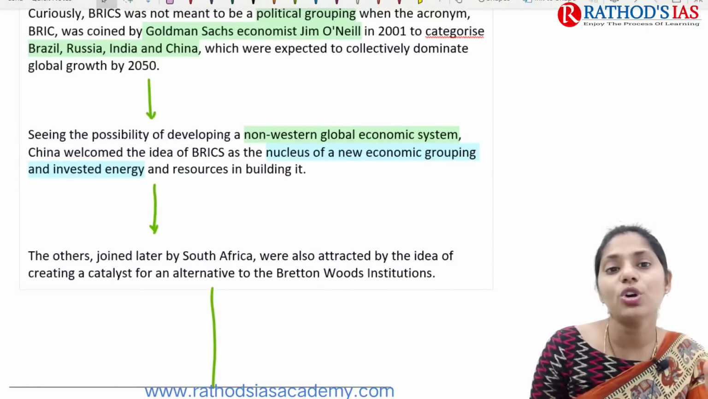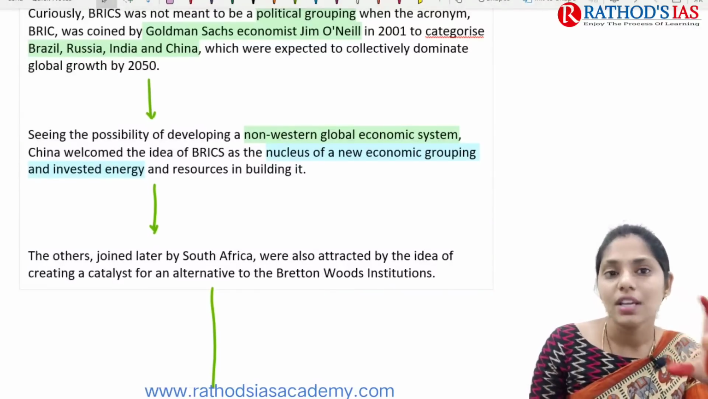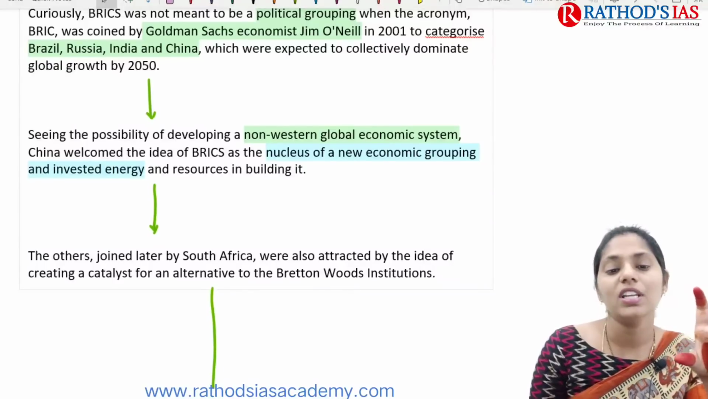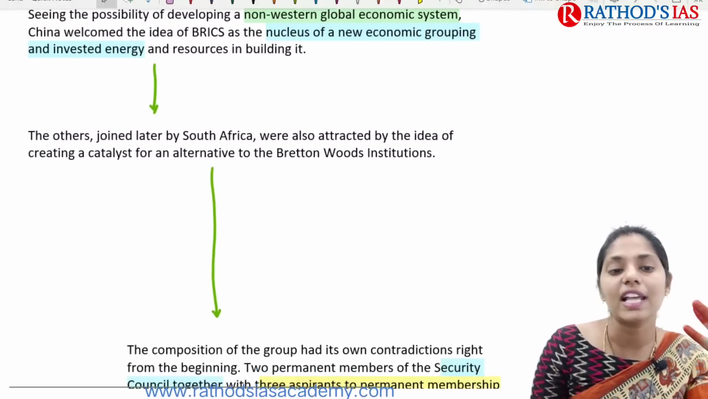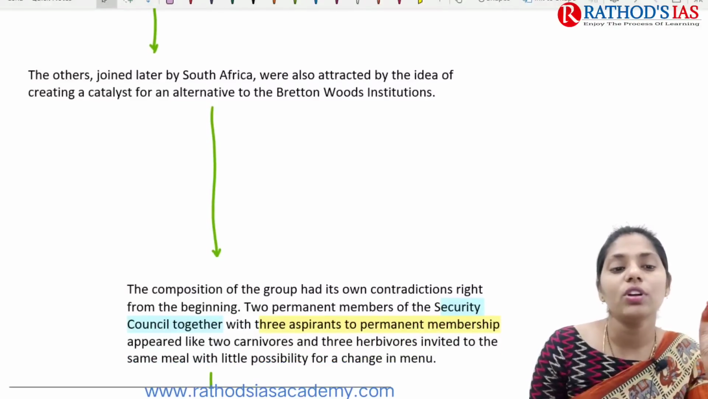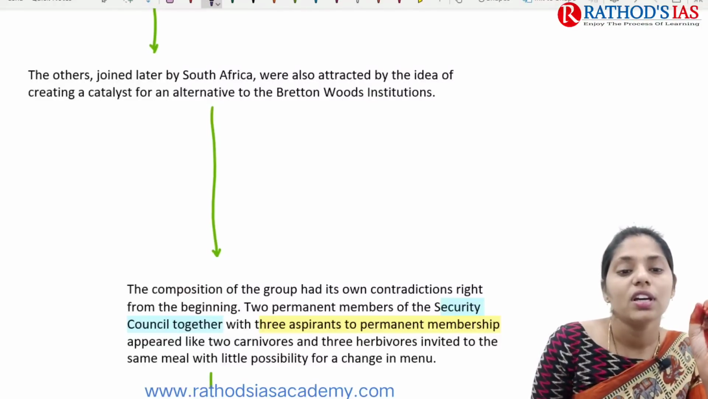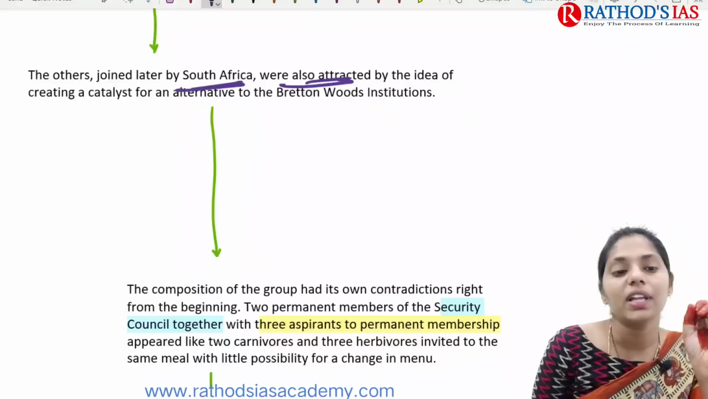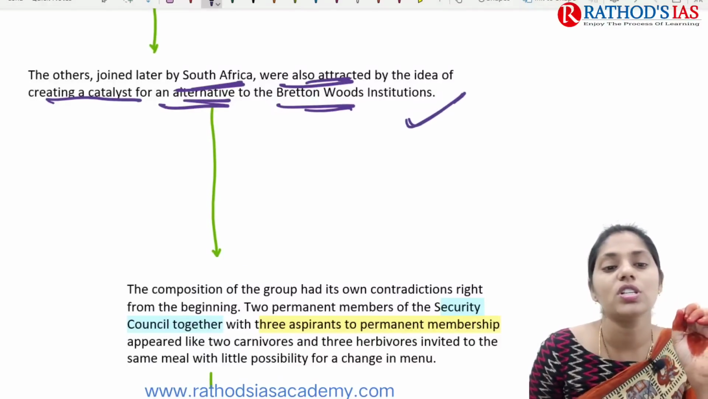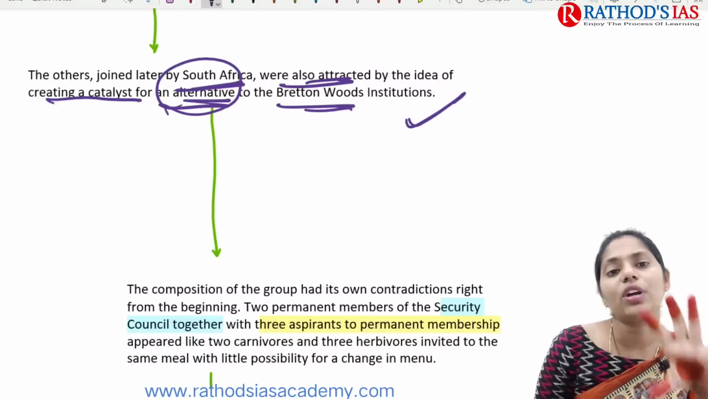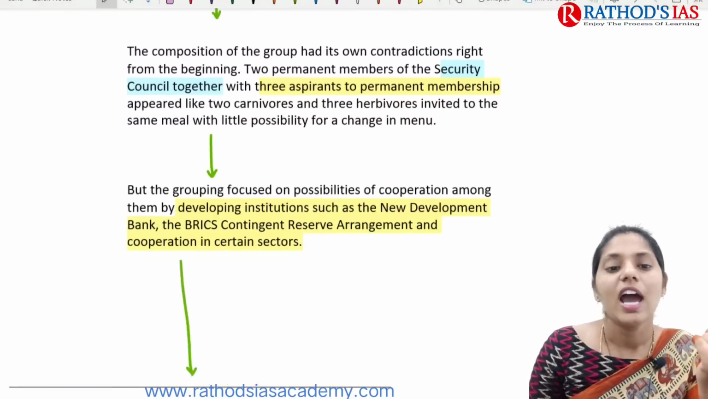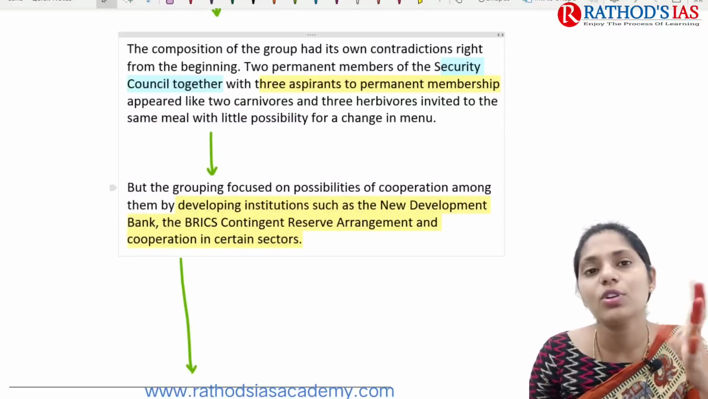Since the possibility of developing and other countries, BRICS especially is a nucleus of new economic groupings and invested energy. South Africa, which joined later, was also attracted by the idea of creating a catalyst for an alternative and Bretton Woods-type institutions. First the four countries joined as BRIC, and later South Africa joined, making BRICS. And the composition of this group has some contradictions.